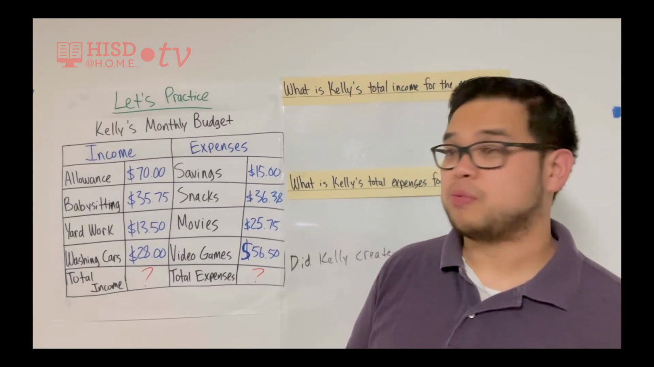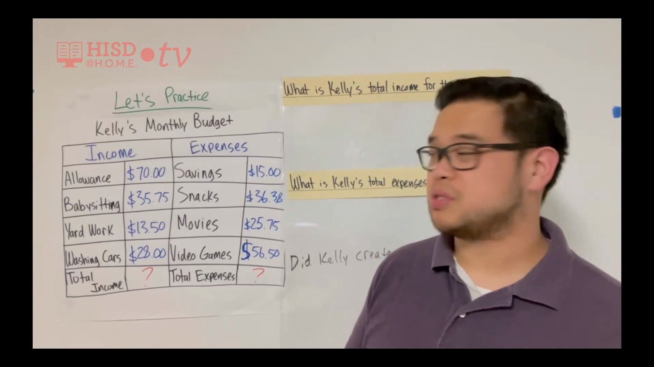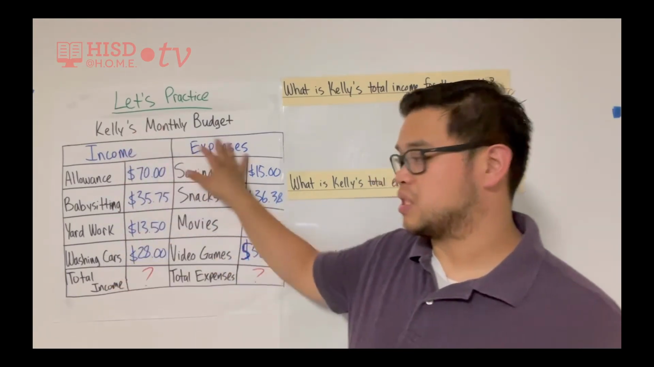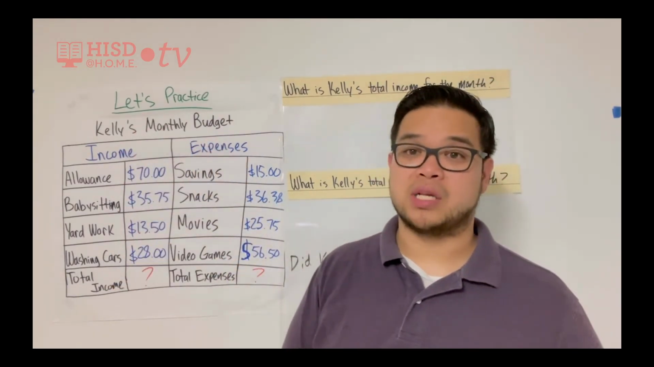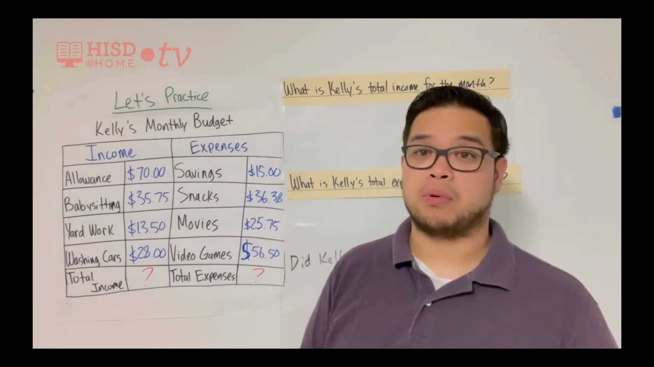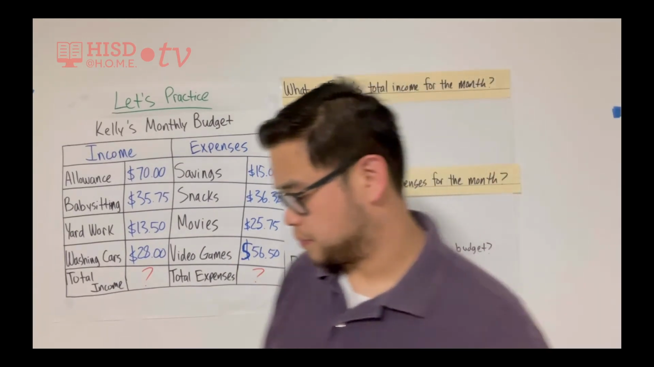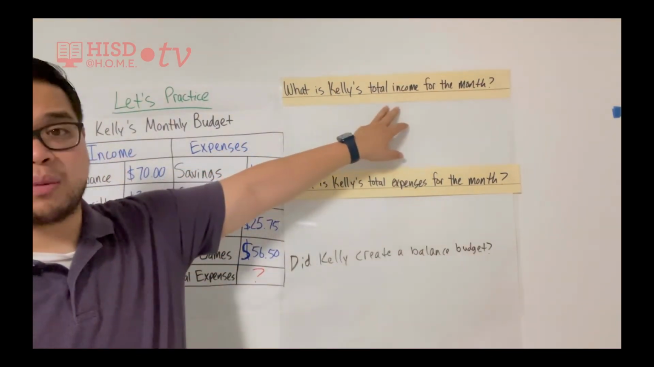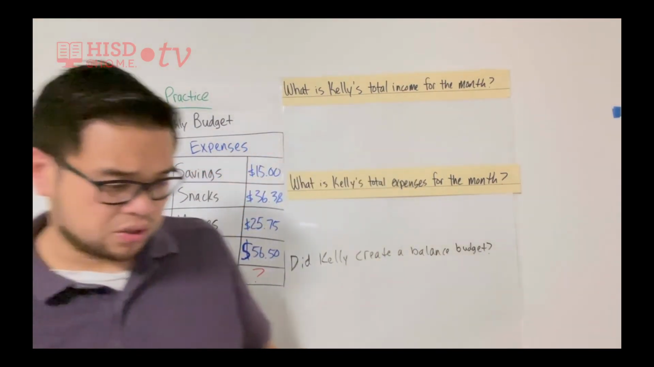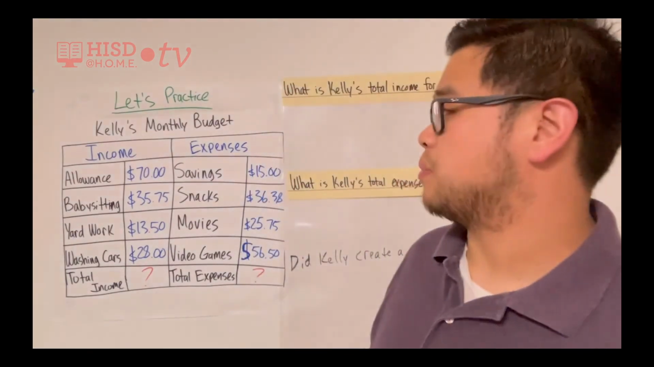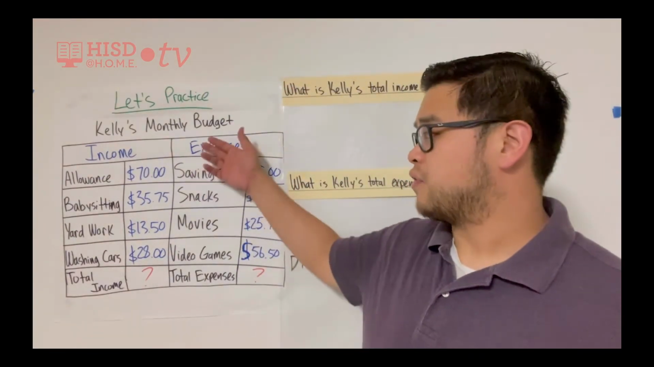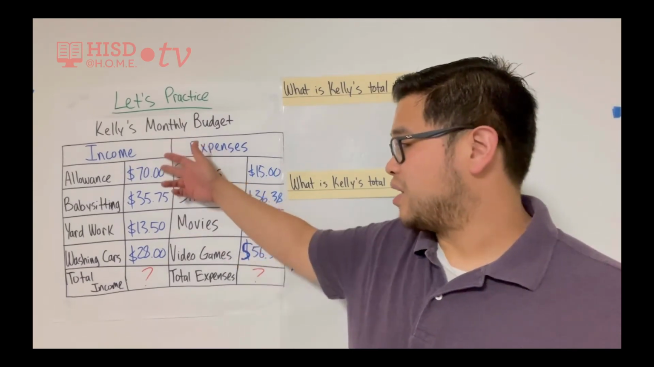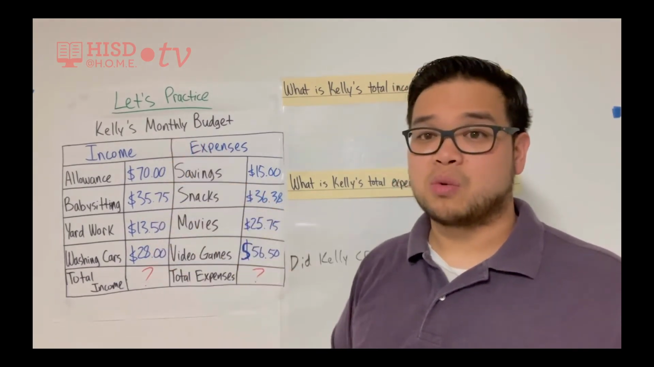So hopefully I gave you enough time to copy this chart down and all the information inside it. If not, that's okay. You can copy it down as I go over the problem and these questions. So our first question is, what is Kelly's total income for the month? Remember what we said earlier? Can you take a guess? Add these numbers up. So we're going to go ahead and add these numbers.